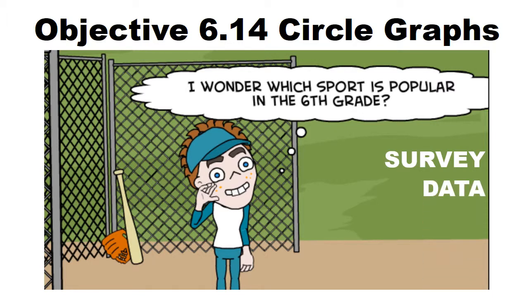And so what he did was he created a data table to show what data he actually collected. There are actually numbers that he wrote down, which we'll see in a second, showing which student picked their favorite sport. And what's going to happen is that our friend Robert here got stuck. So we're going to show him how to use his data that he collected to create a circle graph.